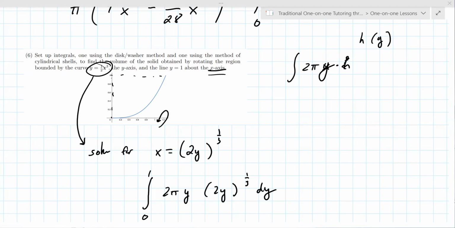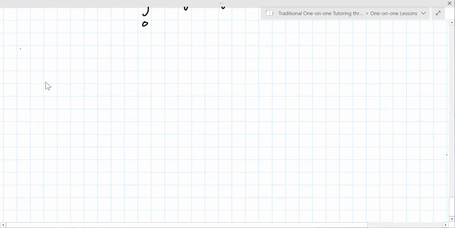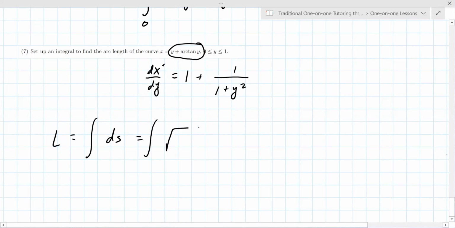All right, so 7 is another arc length curve. This one is in terms of y though, but it doesn't change the way you do it. So the arc length, this is your x. You immediately want to find x prime, or dx/dy. So your derivative is 1 plus 1 over 1 plus y squared. So that's why you got to know your derivatives. Right. And your length is the integral of ds, and ds is the square root of 1 plus this thing squared.